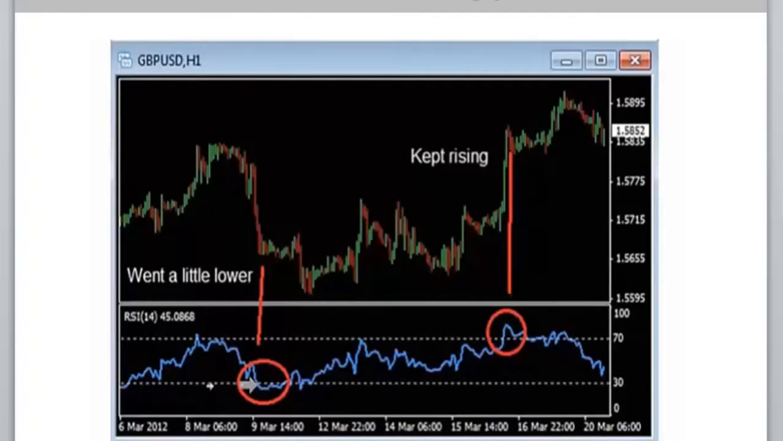So here's an example over here. Here's a chart of the pound dollar, where we saw the RSI went below 30 and it went into this oversold level. However, it continued to drop another 40 pips. Additionally, we see that the RSI went above 70, but we had this big move in the pound dollar and it kept moving higher. So just because something gets overbought or oversold doesn't mean you're going to have a quick retracement.